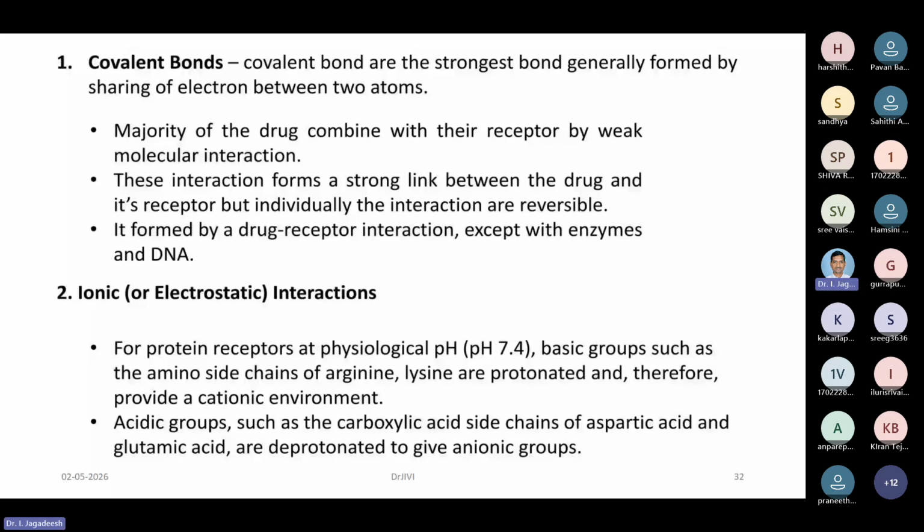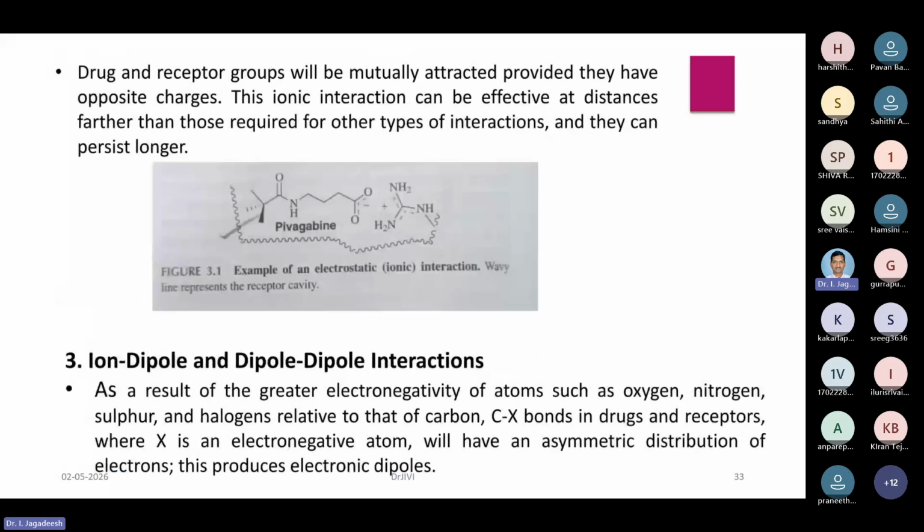The second group is acidic groups such as the carboxylic acid present in amino acids like aspartic acid and glutamic acid. They are deprotonated to give anionic groups. So these two are the interaction sites with an opportunity to form ionic bonding. The drug and receptor groups will be mutually attracted because of the opposite charges.